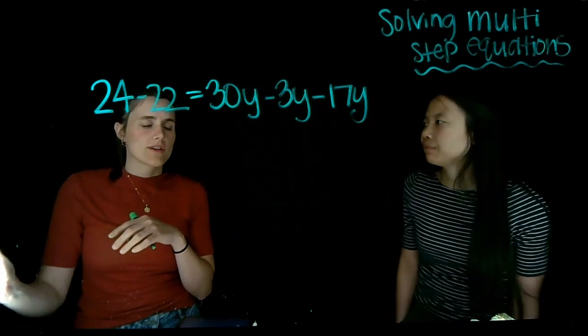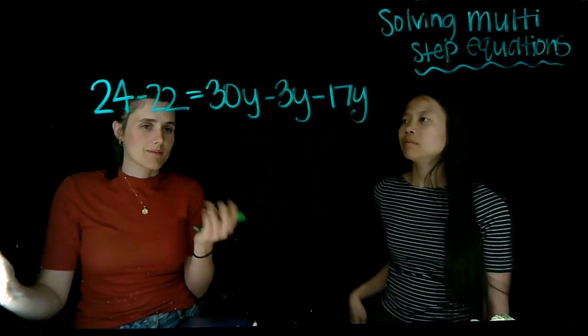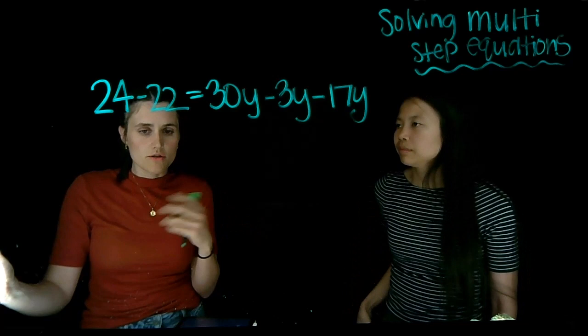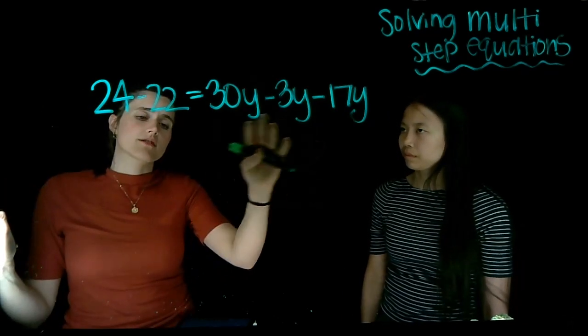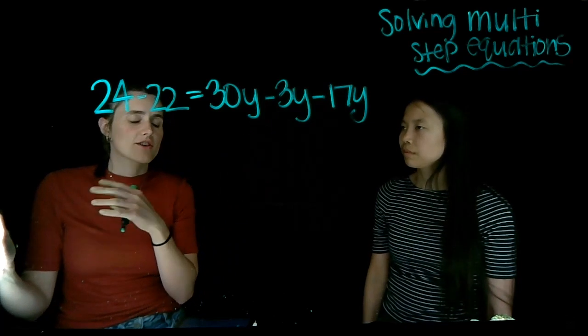We're going to practice solving some multi-step equations, maybe some that look a little bit more complicated, just using all the skills that we've already learned in previous videos and previous assignments. Given an equation that looks like this, we first need to combine any terms that are alike.